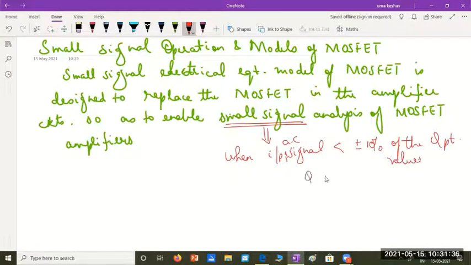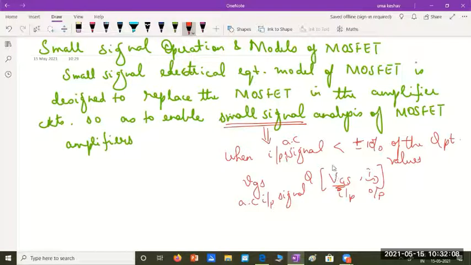So remember, the Q point has VGS and ID. The input is VGS, output is ID. Remember, the input parameter in this is VGS and ID is the output parameter. So when I give an input AC signal, I'll be giving a small signal VGS. VGS here represents an AC input signal. This AC input signal should be much less than 10% of the DC value. The Q point value means DC value.